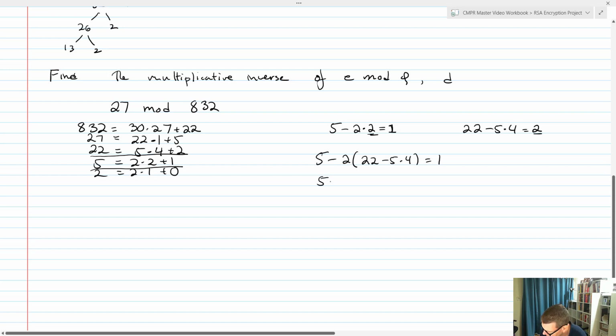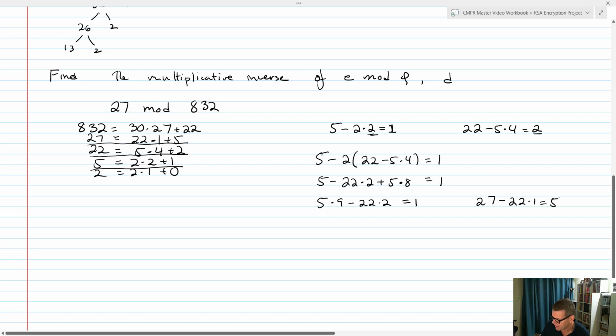Simplifying, I get 5 minus 22 times 2 plus 5 times 8 equals 1. And so that gives me then 5 times 9 minus 22 times 2 equals 1. All right, so that's now fully simplified. So now I'm going to move up one. I'll get 27 minus 22 times 1 equals 5.